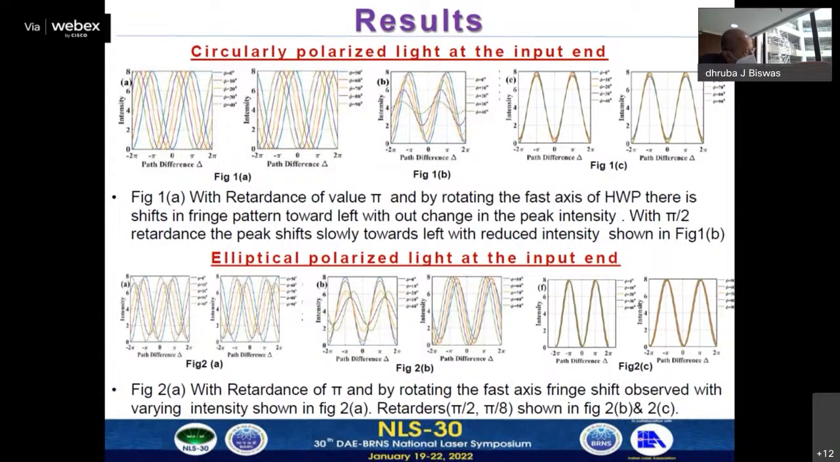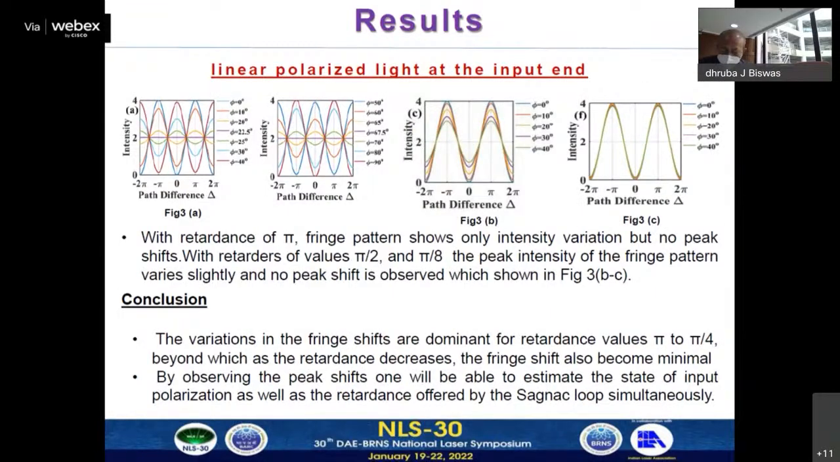Next slide, please. In the third case, we introduced linearly polarized light at the input end with a retardance of pi value. We have the intensity variation, but there is no peak shift. So the conclusion is that the variation in the fringe shifts is dominant for retardance values of pi to pi by 4. Beyond that, as retardance decreases, the fringe shift also becomes minimal. So by observing the peak shifts, we will be able to estimate the state of input polarization as well as the retardance offered by the Sagnac loop.